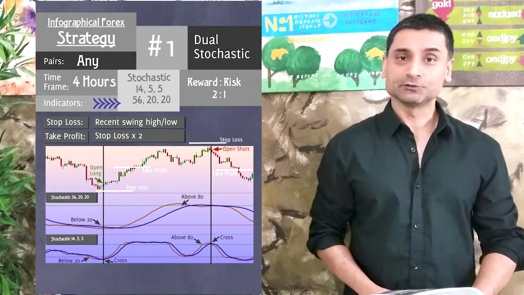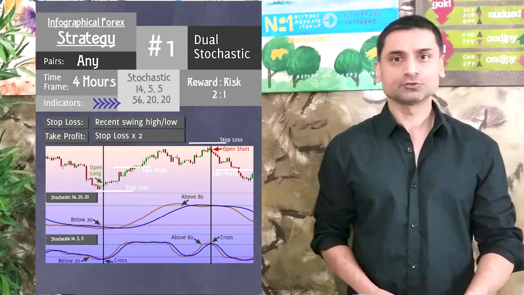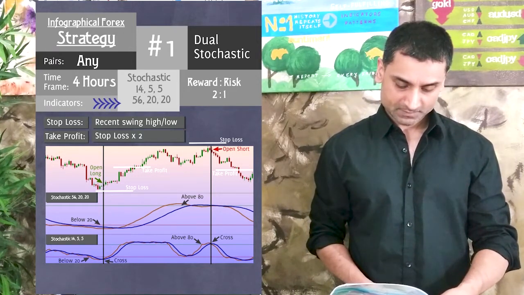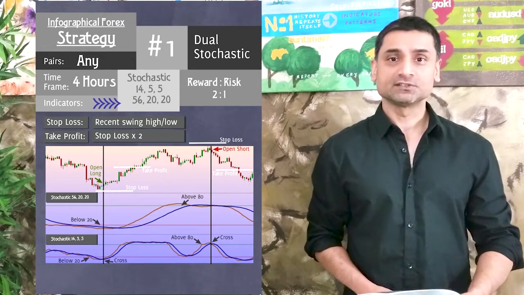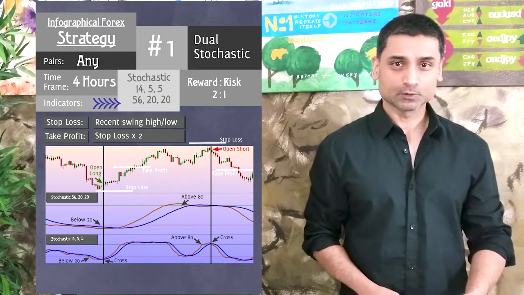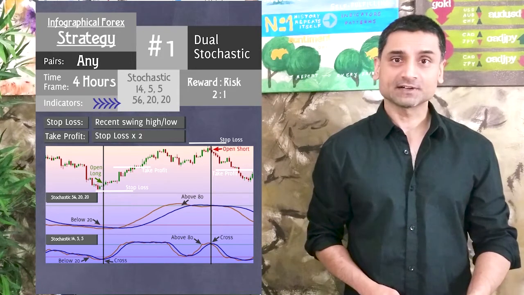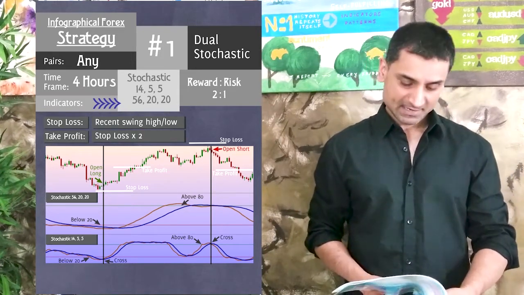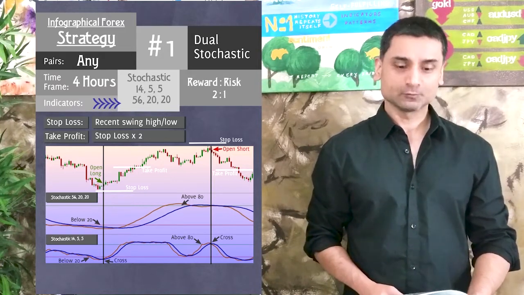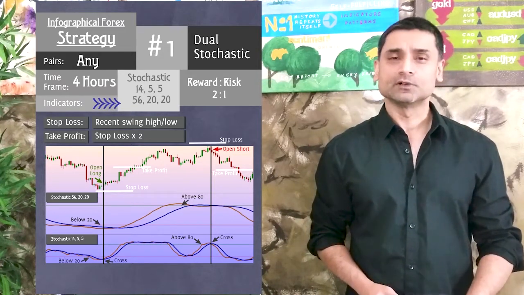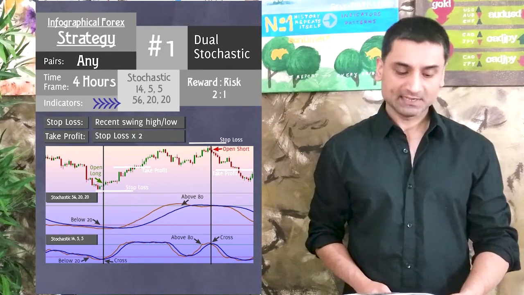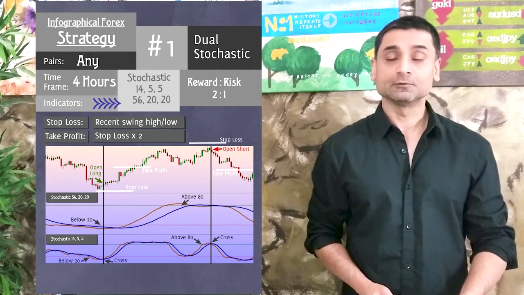How it works is we use a 4-hour chart. We add two stochastic indicators to the platform, one with the settings of 56, 20, 20, and the other one with the settings of 14, 5, 5. When they're both in overbought or oversold and they're coming out of that area, then we enter a trade. We go for a 2-to-1 risk reward ratio, and we set our stop loss at the recent swing high or low.